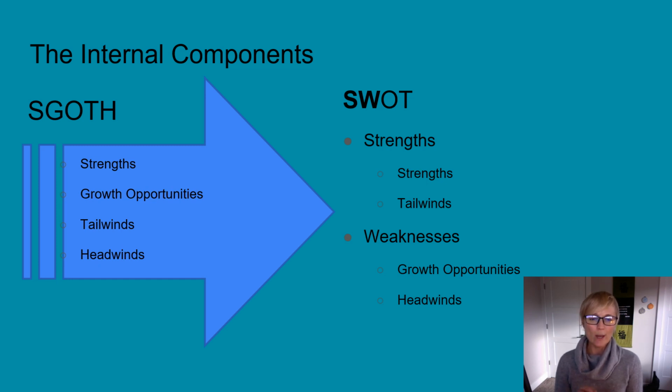And the weaknesses, the W portion, will be the growth opportunities and the headwinds. So the places where you have an opportunity to grow, and the places where you also are experiencing some added friction in getting things done.